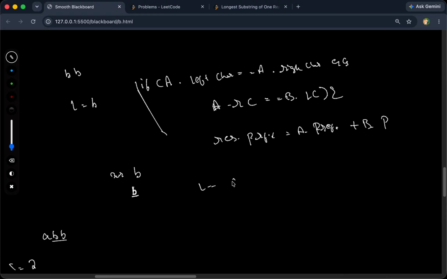Suppose left is A B B and right is B B. So if we combine them, it looks like this, and at the end the suffix is 4. Why?